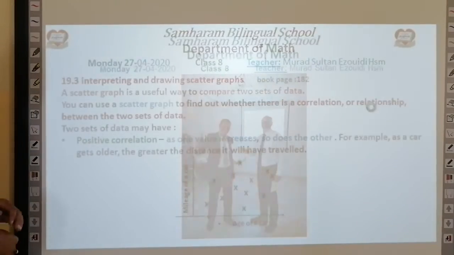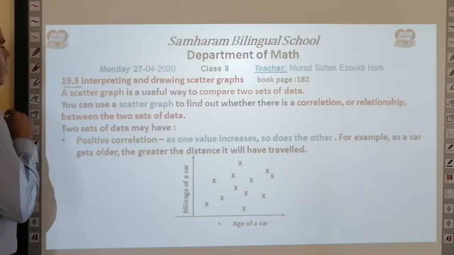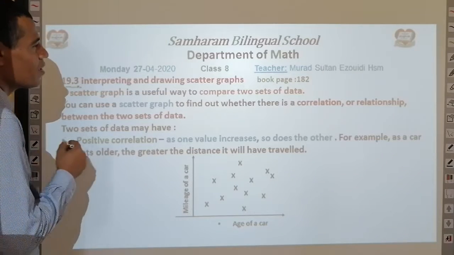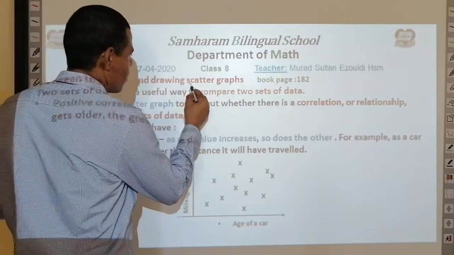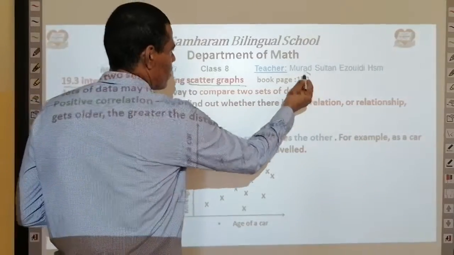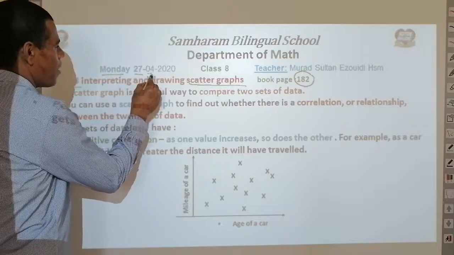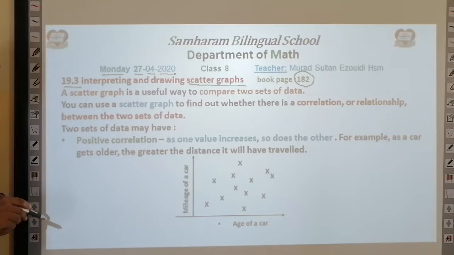Today we continue. We start the title of unit 19.3, Interpreting and Drawing Scatter Graphs, or scatter diagrams, student book page 182. Monday, 27 April 2020.